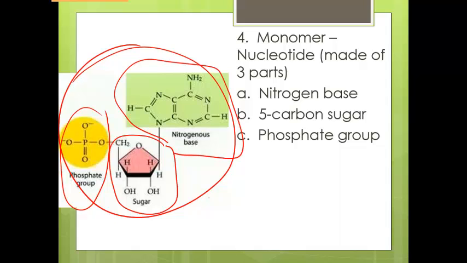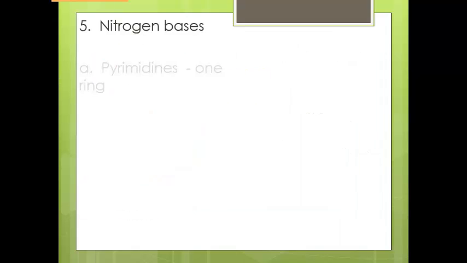So the parts that you would have is a nitrogen base, and we'll talk about the nitrogen bases. There's 4 different possible nitrogen bases. A 5-carbon sugar, and depending if you're using DNA or an RNA, the sugars are different. And then you have a phosphate group, and that's the same for DNA and RNA. Now, I said we were going to look at the nitrogen bases because there are several different examples.